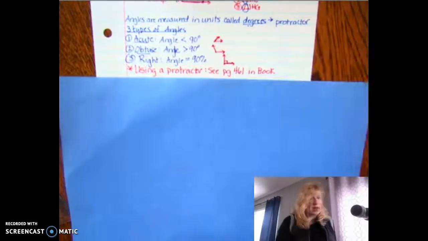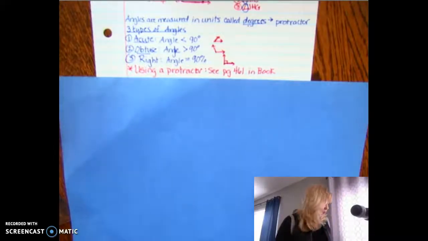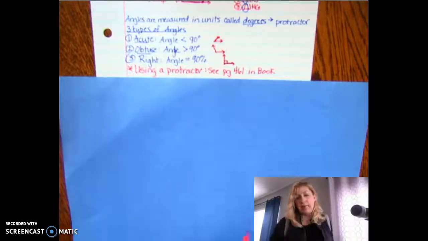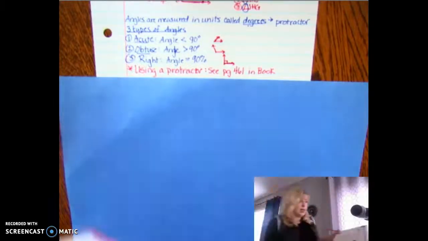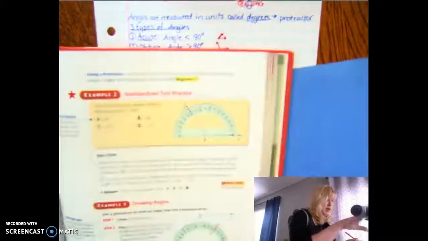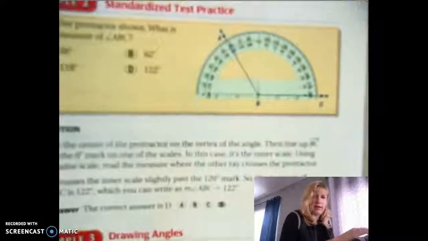So we are going to work on using a protractor. This is found on page 461 in your book. And we're going to work on drawing angles and measuring them correctly. There are some common issues that students in my classes have had trouble with before. So I'm going to grab the book example, and we are going to go through right here.